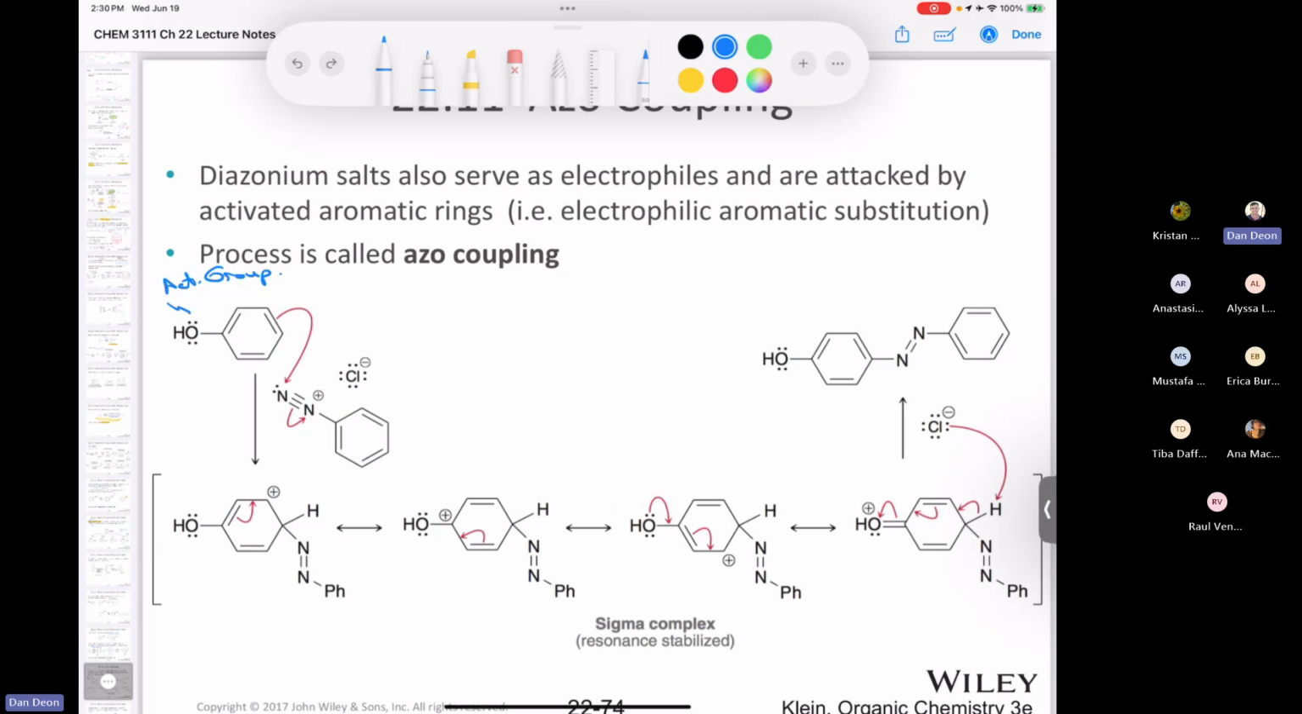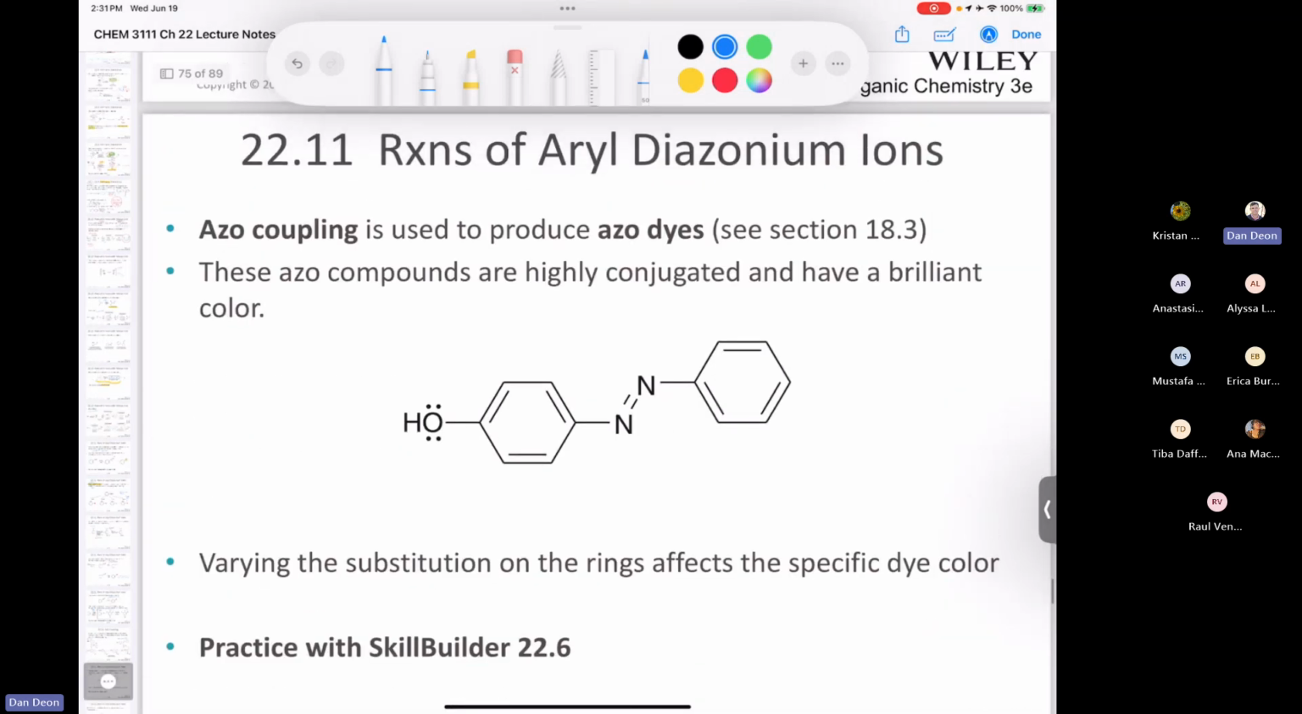Right? So at the para position, which is this carbon here, first we make our sigma complex, which is shown down here. We show all the different resonance contributors. And then we do a proton transfer at the end, and we restore the aromatic ring. And now you end up with what we call an azo compound. Okay, so this is called an azo compound. Now I don't know the exact name of this compound, but it says here azo coupling is used to make azo dyes.